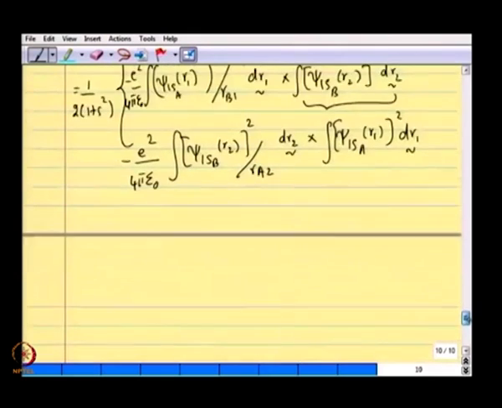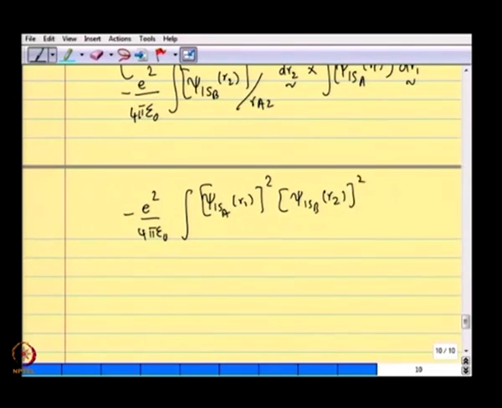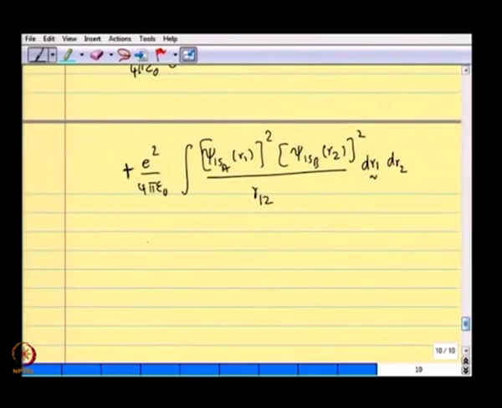And the last of the terms is minus e square by 4 pi epsilon naught integral psi 1 s a or 1 squared psi 1 s b or 2 squared divided by or 1 2 d or 1 d or 2, all inside this big curly bracket, and the last term which is plus e square by 4 pi epsilon naught into 1 by or a b, because whatever is left over is integrated to 1 due to normalization. So, this whole thing is called the J or Coulombic integral.